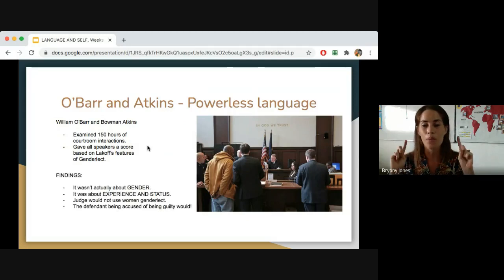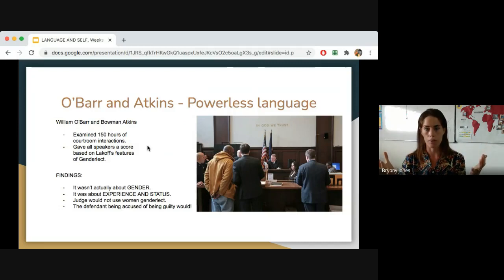It wasn't gender. It was actually about experience and status. So the judge would not use women's genderlect. Who would? The defendant who felt like they were being oppressed or accused or treated as inferior. So what's the conclusion? That the way we use language is simply a reflection of the power we feel in society. It is not inherent to a gender. A woman doesn't just use this language because she's a woman. She uses it because she feels powerless in that particular social environment.